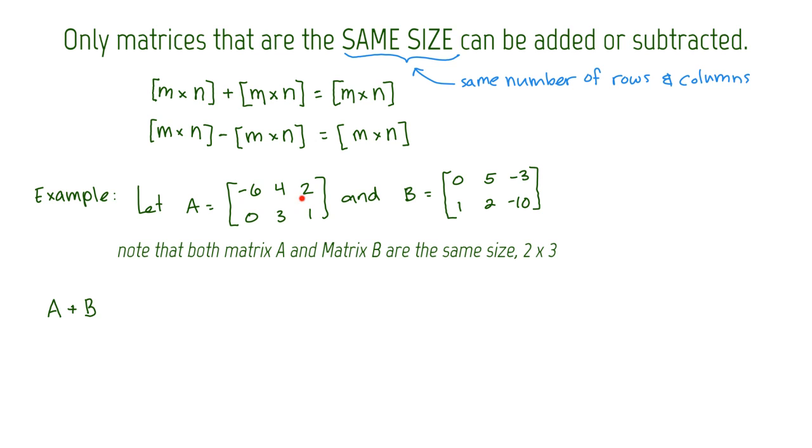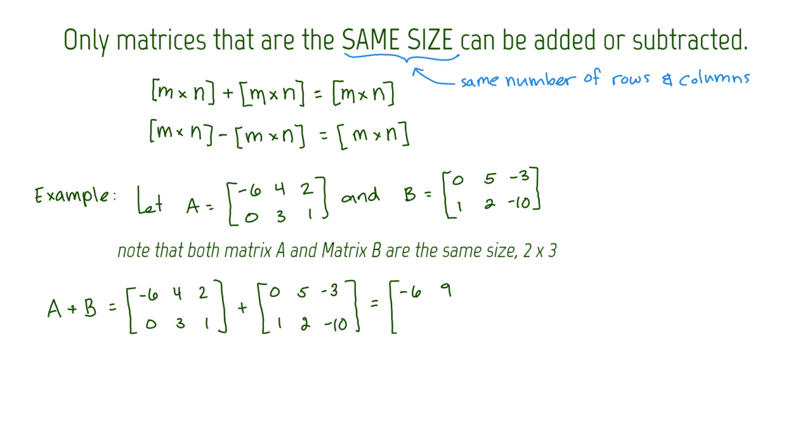So let's let A be this matrix here and B be this matrix here. When I add A and B, it's simple for us to combine each corresponding entry to get the resulting entries of the sum. That's all you do. -6 plus 0 makes -6. 4 plus 5 makes 9. 2 plus -3 makes -1.